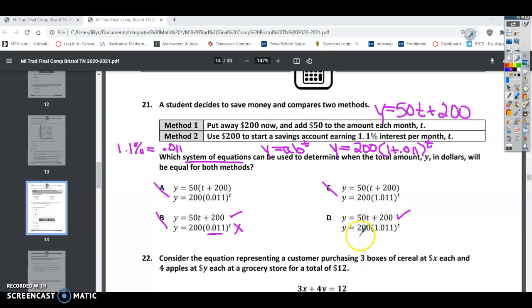And then 200 times the 1.011 raised to the t power. So that's the same thing as what we have right here. So D is the correct answer for number 21. So sometimes it's best to look at the information, write your own equations, and then see which one matches the answers. Number 21, D.